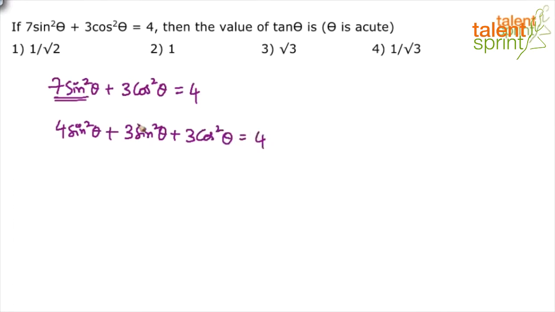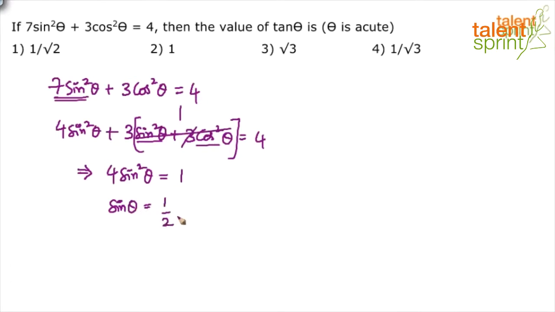So what happens here, if you take 3 common in the second and the third term. So what are we left with? 3 into sine squared theta plus cos squared theta. You know that sine squared theta plus cos squared theta is 1. That's it. So what are we left with now? 4 sine squared theta plus 3 equals to 4. So 4 sine squared theta will become 4 minus 3, which is 1. Or sine squared theta equals to 1 by 4, or sine theta equals to 1 by 2.